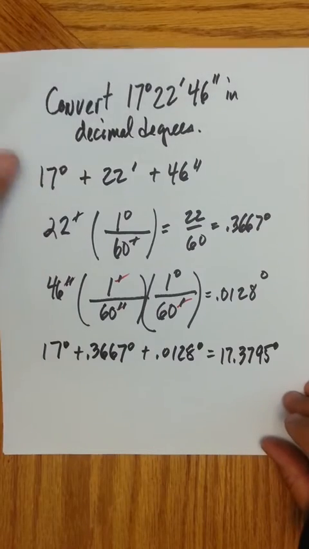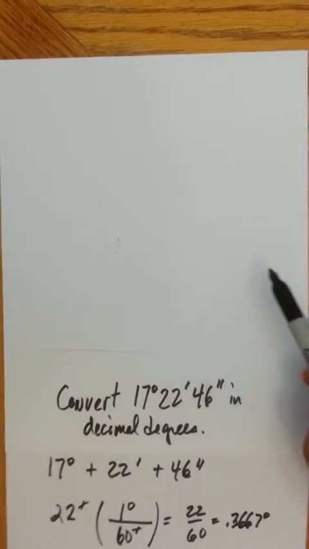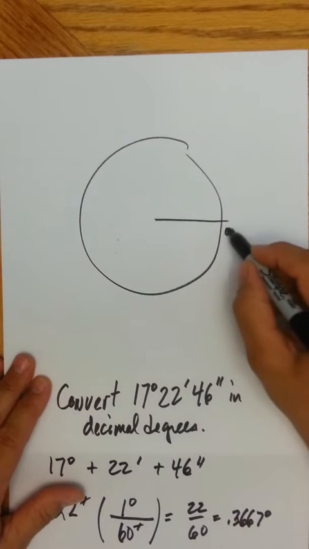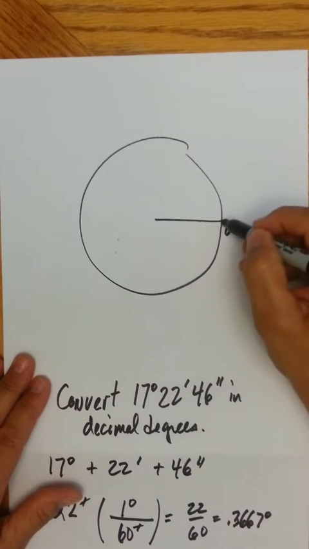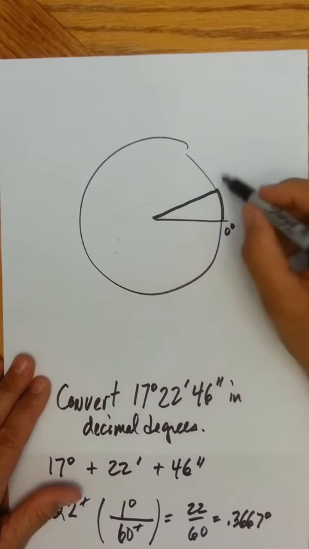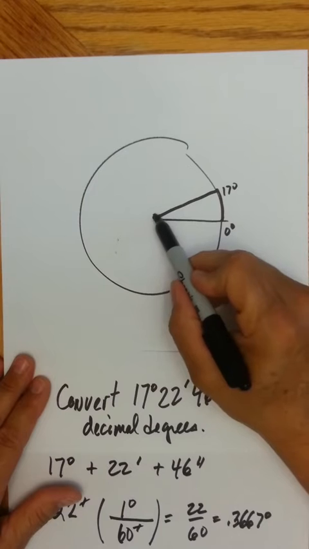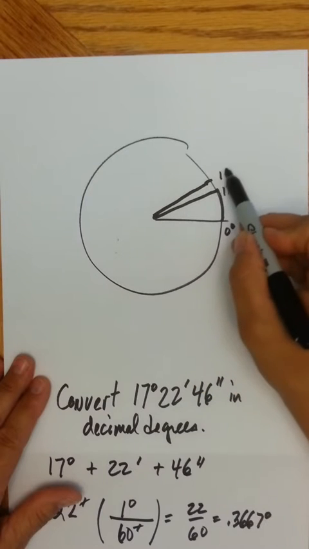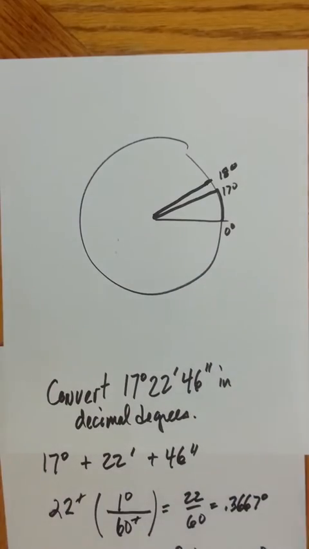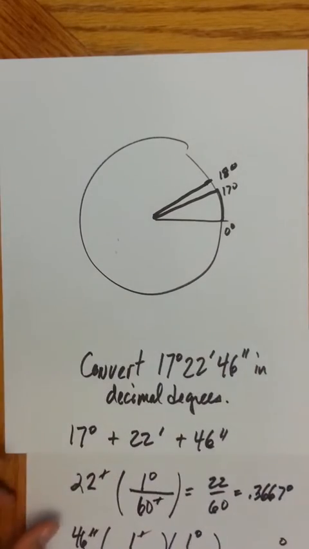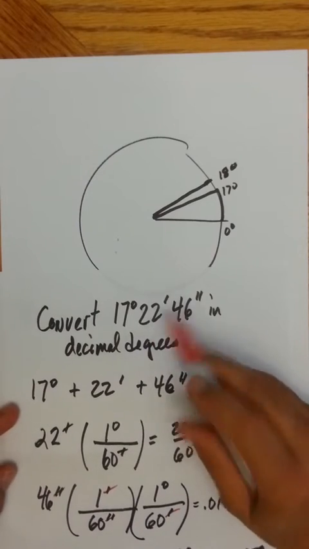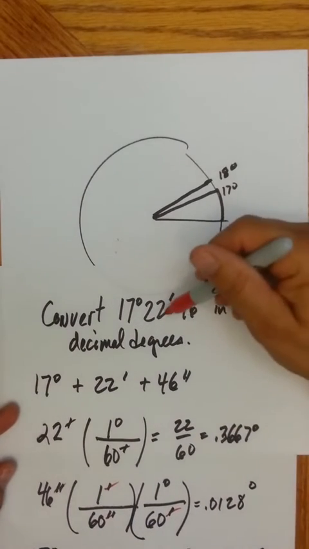Now, I'm not sure if visually I can show you what that really means, but we're going to try. So what that means is you're starting rotation here at 0 degrees, and you go 17 degrees. And then let's say this would be, again, much bigger than it really is, but let's say that's 18 degrees. Well, you're saying how much more do I have in degrees? Well, 22 minutes.